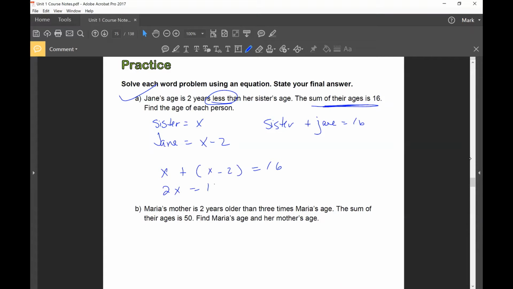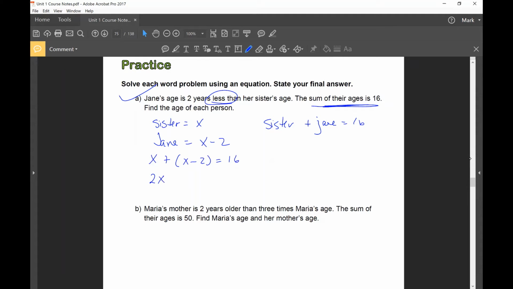2X is 16 plus 2. X is 18, 9. Let me fix that. I'm going a little quick because I assume you guys can solve equations, but let's slow it down for the first part here. So the sister plus Jane is 16.